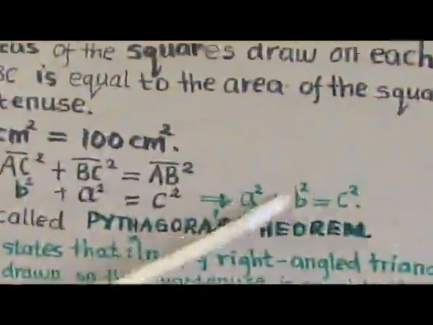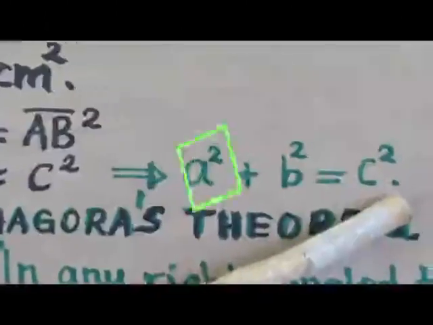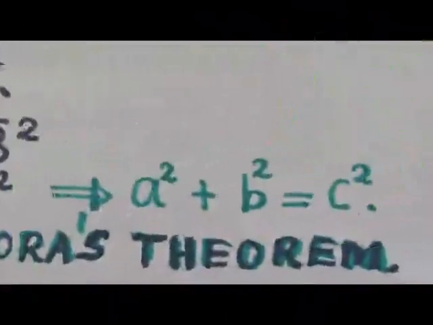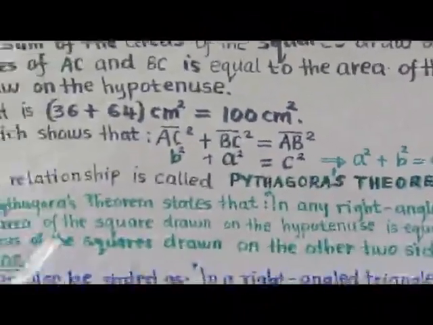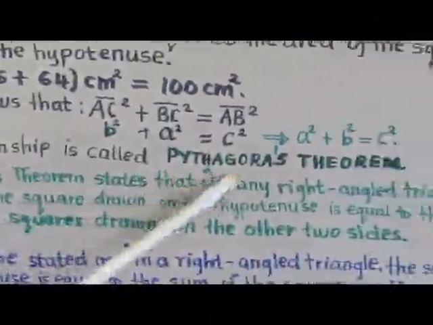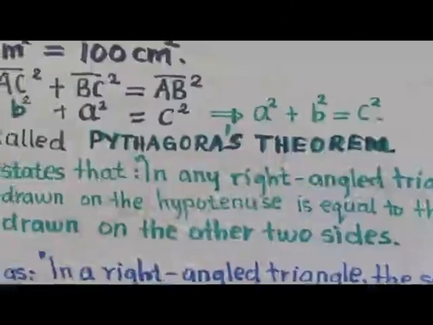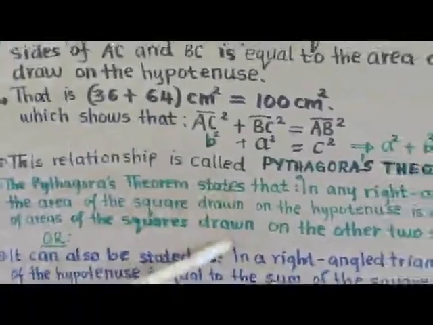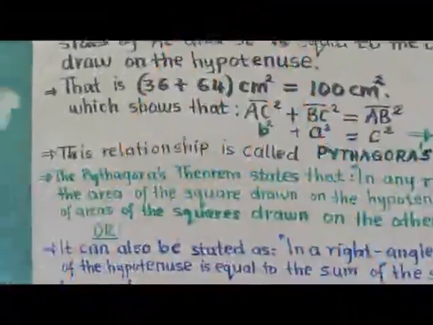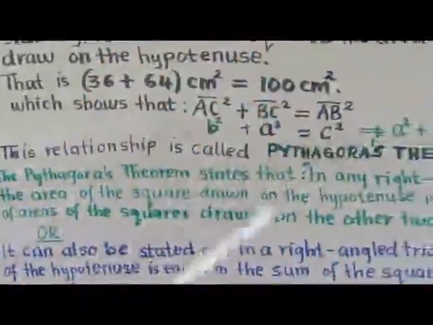a squared plus b squared is equal to c squared. This is the relation which is called the Pythagoras theorem. Now we can state the Pythagoras theorem. Who can state the Pythagoras theorem according to this relation here?